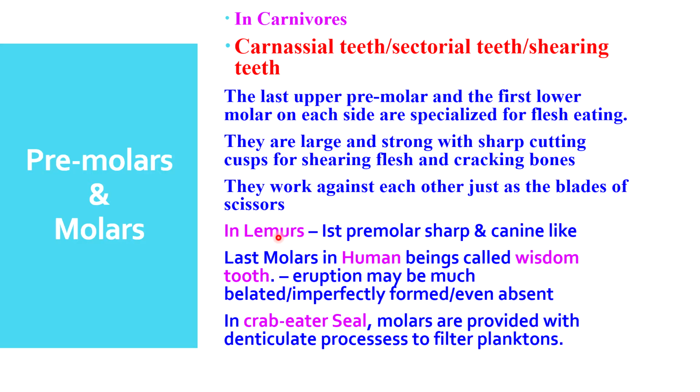Another one is lemurs. Here the first premolar is sharp and canine-like. They have sharp and canine-like first premolars. Whereas in the human, the last molars are called wisdom teeth. The eruption of these wisdom teeth is much belated, or they are imperfectly formed or even absent.